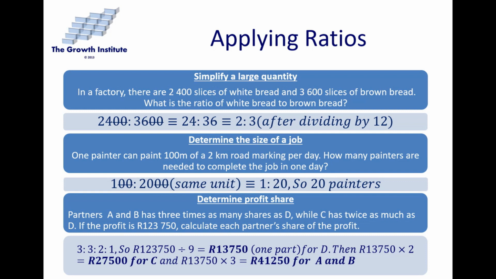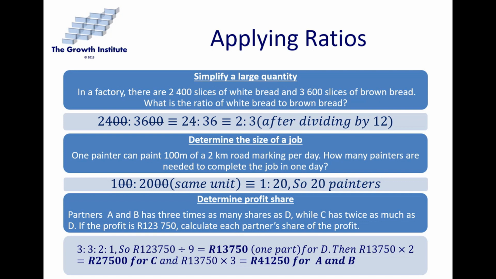The next way in which we can apply ratios is to determine profit share. This is the common one that you will find in a test or an exam. So here it says, partners A and B have 3 times as many shares as D, while C has twice as much as D. If the profit is 123,750, calculate each partner's share of the profit.